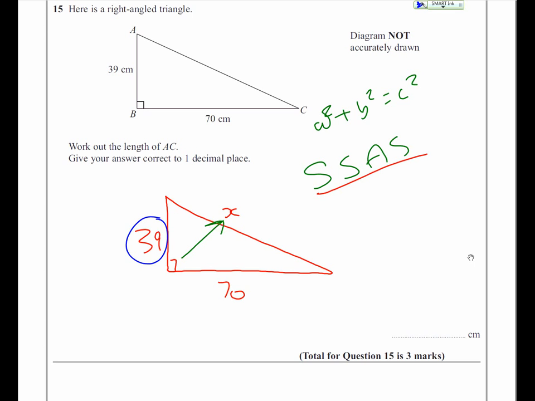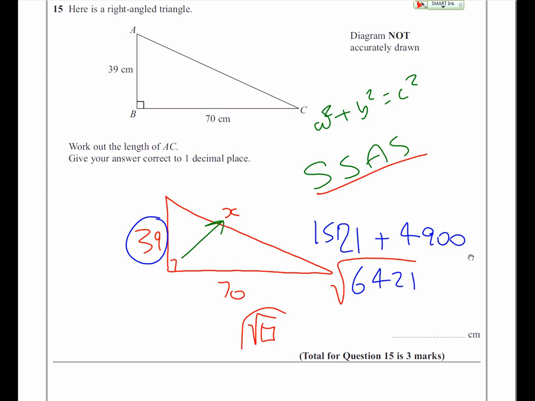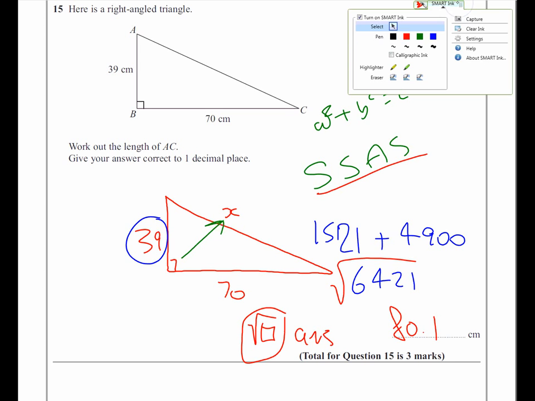39, there is a video on this if you're not sure, is 1521. Square 70 is 4900. Add them together, 6421, and then use your square root button. Square root that. I press square root answer on my calculator, and you get 80.13, so to 1 decimal place, 80.1 centimeters.